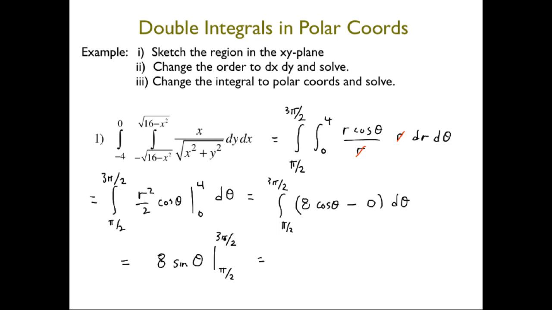Sine of 3 pi over 2. Negative 1. That's the bottom of the circle, right? Y coordinate's negative 1, so we're going to get negative 8 minus 8 times sine of pi over 2. So we get negative 16. My mistake must have been in this one.